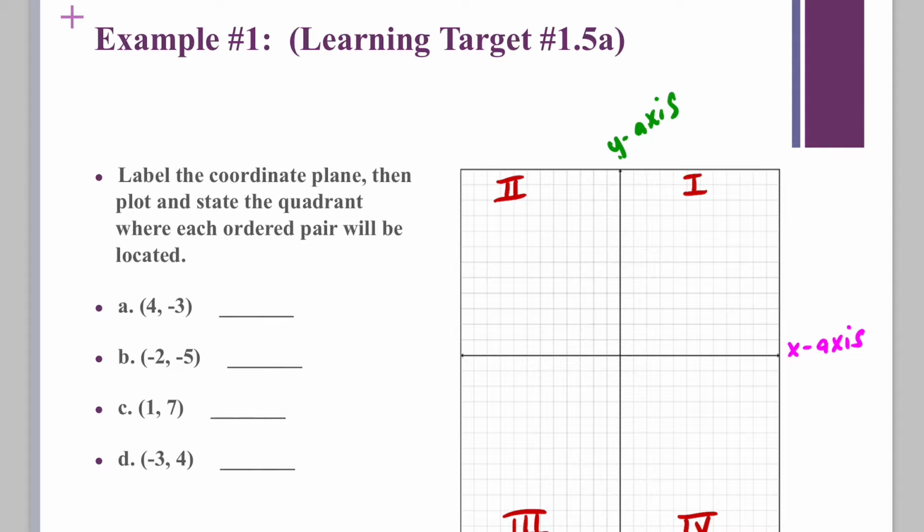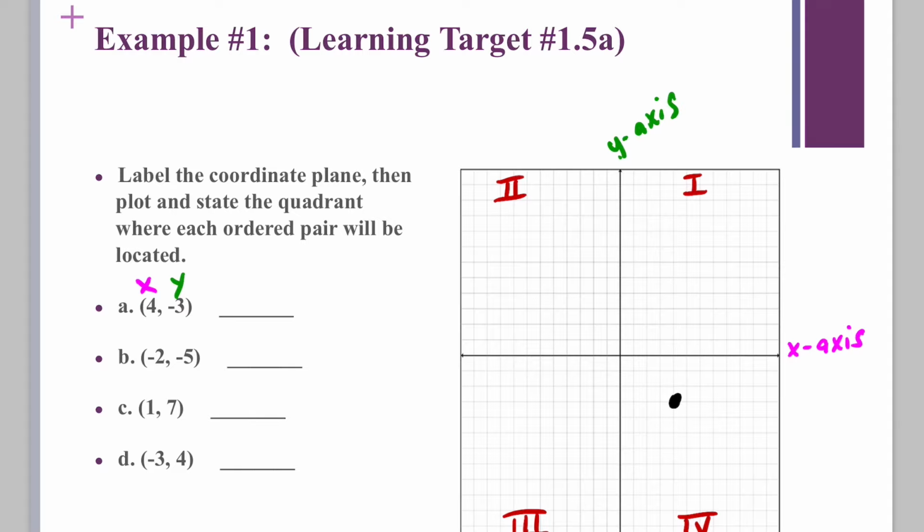So now we need to plot our points. And remember, the x value is always the first one in the ordered pair, and the y is the second number in the ordered pair. We always plot the x first. So beginning at the origin, we move to the right by 4, because numbers increase moving to the right. 1, 2, 3, 4. Then we move in the y direction. In this case, we're going to move down.